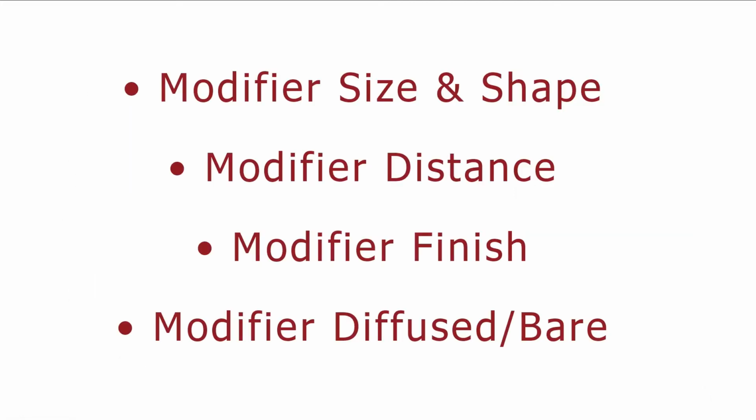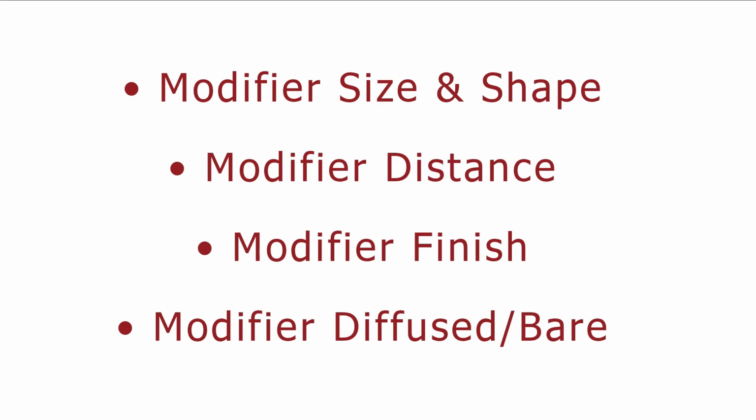All right, so the top tips for hard light are these. The things that really govern hard light are the modifier size and shape, the modifier distance, the modifier finish, and I mean the interior finish, whether that's white or silver, and the modifier, whether you use it diffused or bare.